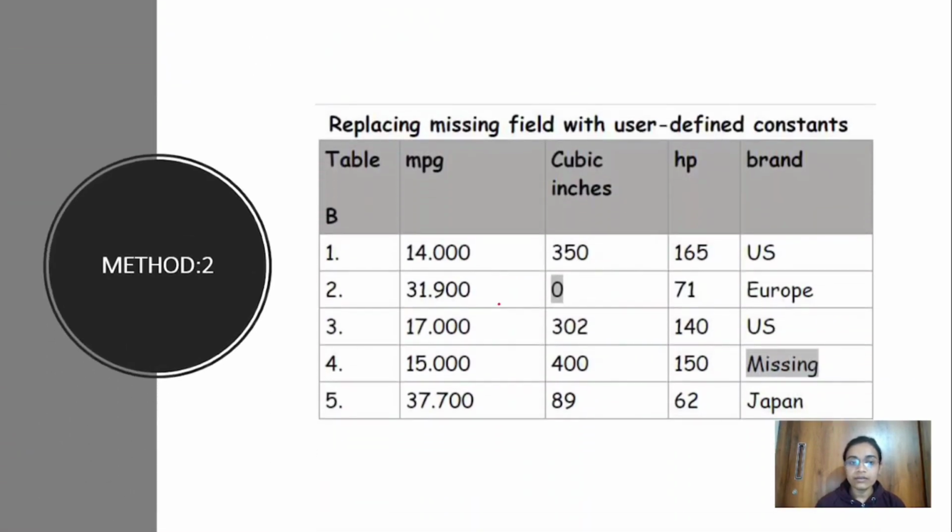In the second method, we are replacing the missing field with a user-defined constant. So for numerical data, we have specified 0 as a constant, and for alphabetical data, the user-defined constant is "missing".